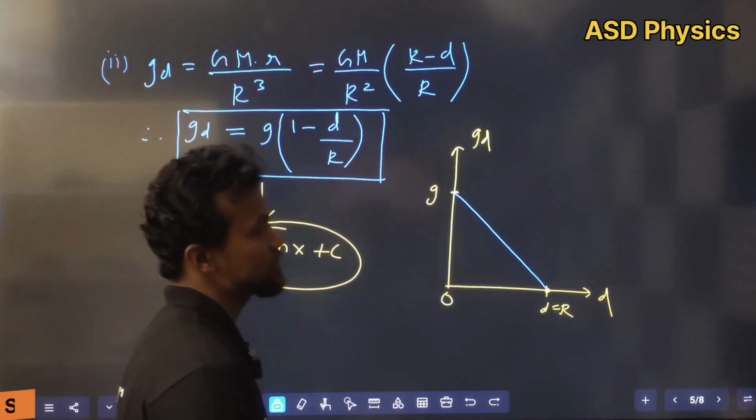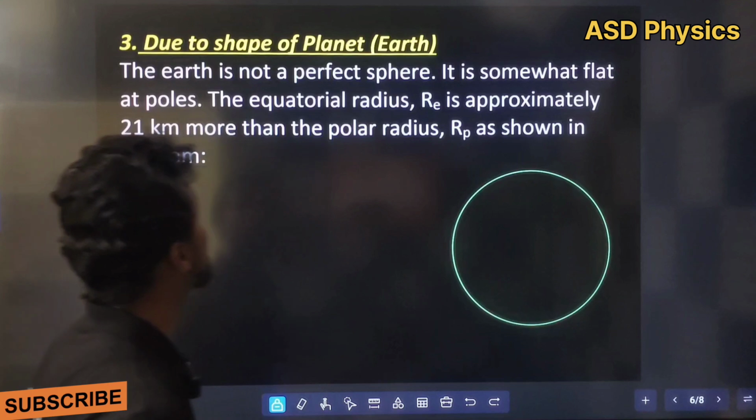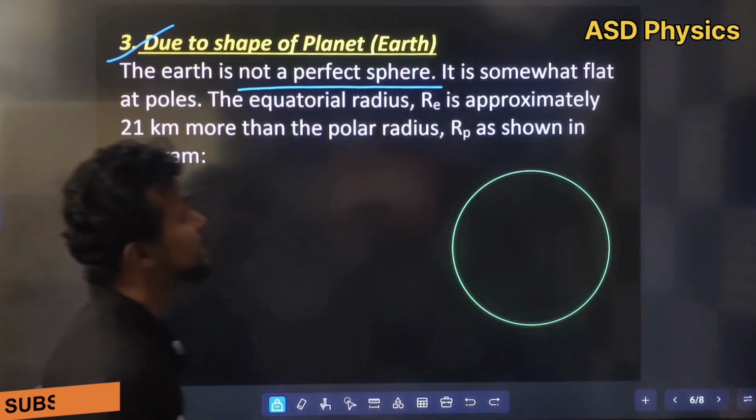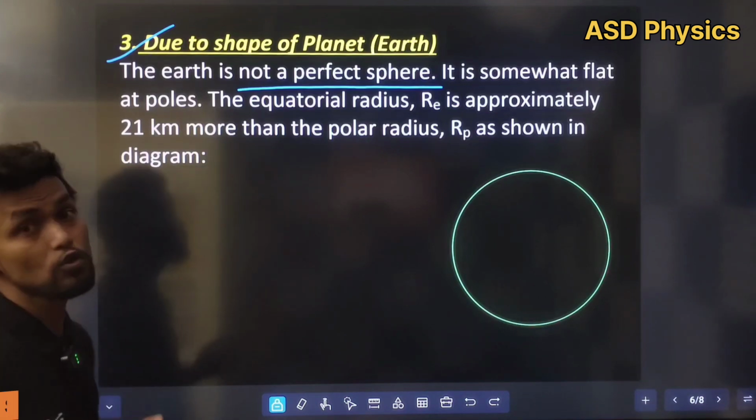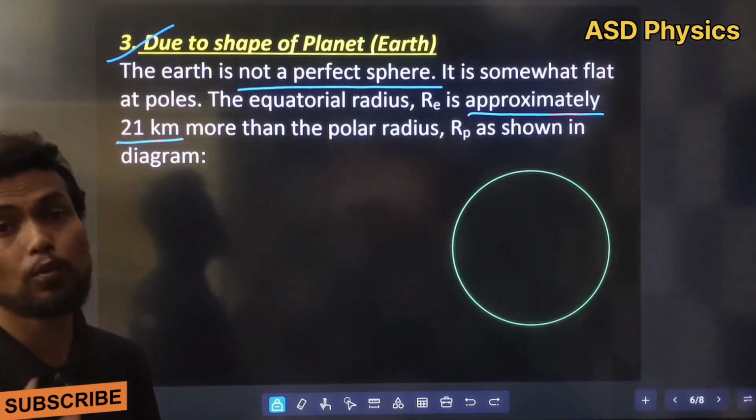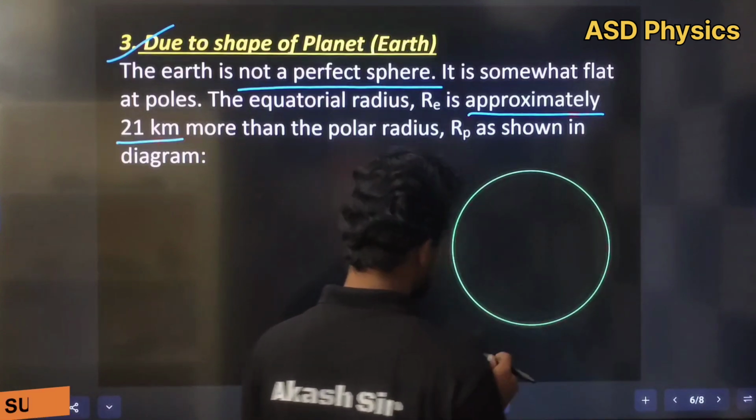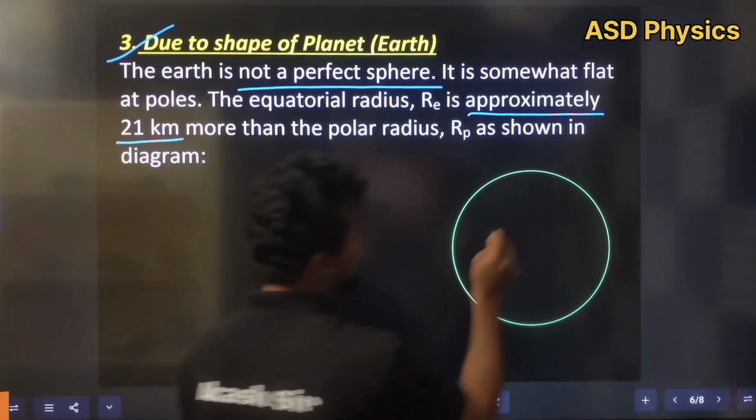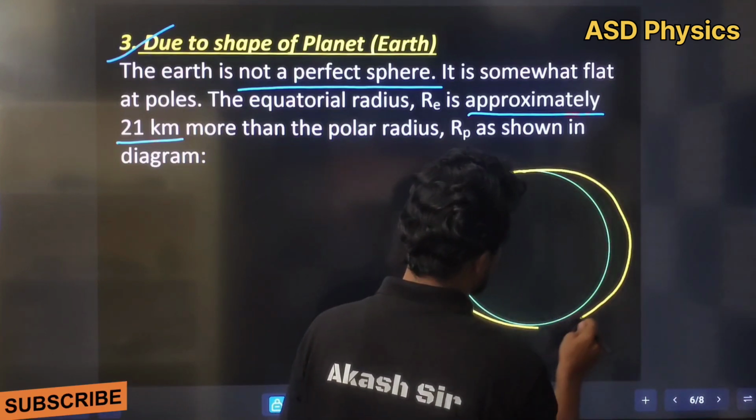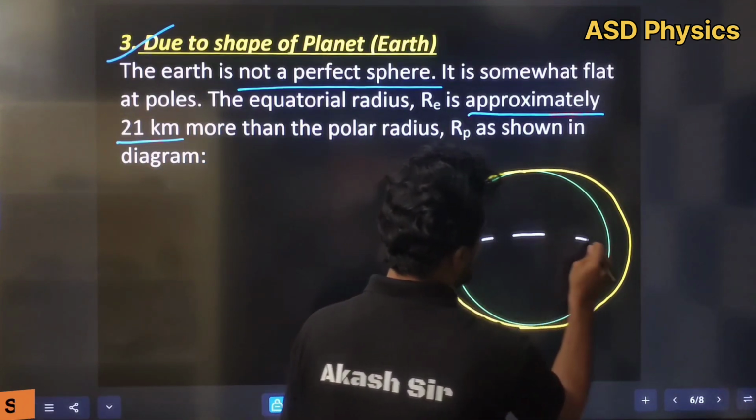Okay. So now students, we have seen the height and depth, and next we are going to see the shape of the planet. So see here please, due to the shape of the planet, the earth is not a perfect sphere. It is somewhat flat at the poles. The equatorial radius is approximately 21 kilometers more than the polar radius. That means earth is not a perfect sphere. Here I have taken the earth, but this is not a perfect sphere. So let me make it somewhat imperfect, like this. Now, if we talk about this thing here, this is called what?